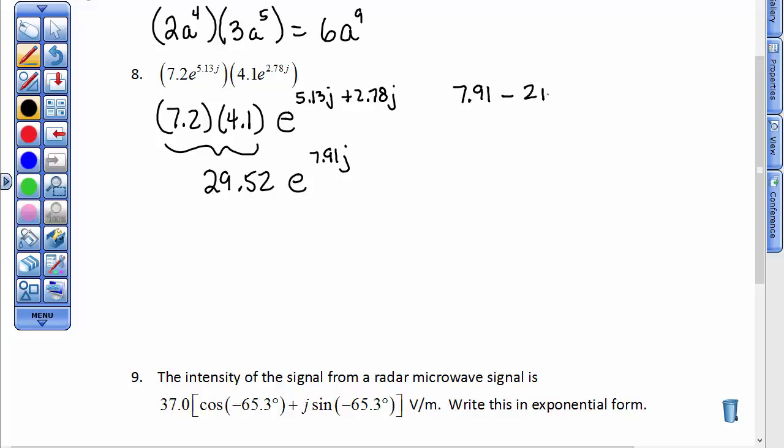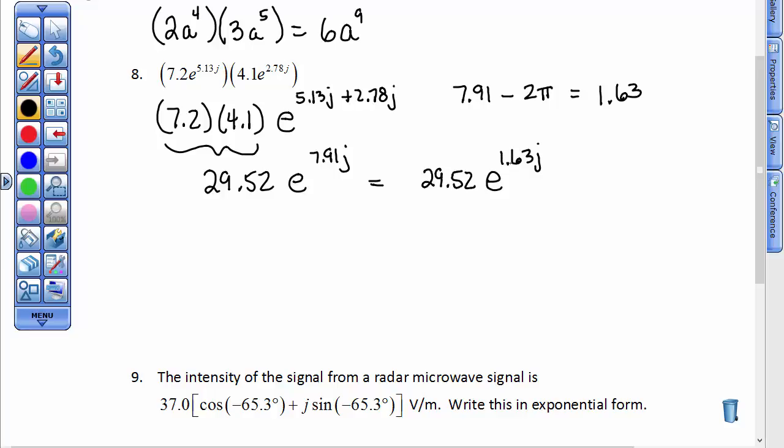I decided to reduce 7.91, so I took on my calculator 7.91 and subtracted 2 pi, because there's 2 pi radians in a full circle. By subtracting 2 pi, you're subtracting the exact full circle, and when I did that, I got 1.63. So I wrote this angle right here as 1.63j, therefore it's already reduced.